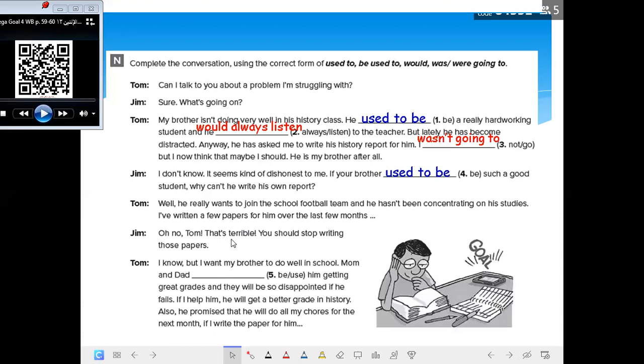Oh no, Tom, that's trouble. You should stop writing those papers. I know, but I want my brother to do well in school. Mom and Dad are used to him getting great grades, and they will be so disappointed if he fails. If I help him, he will get a better grade in history. Also, I promise that he will do all my chores for the next month. I'll write the paper for him.